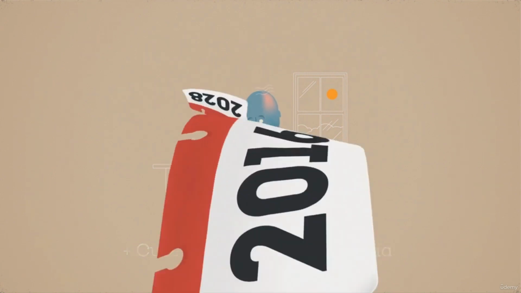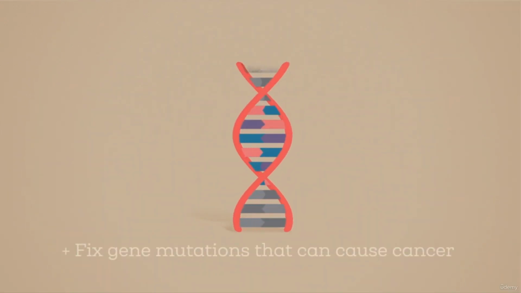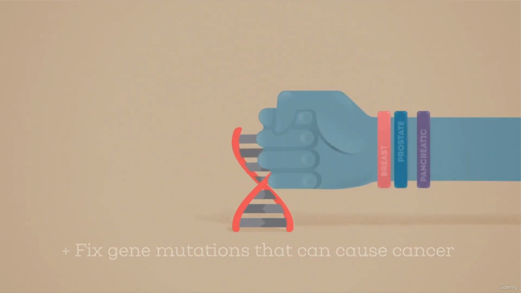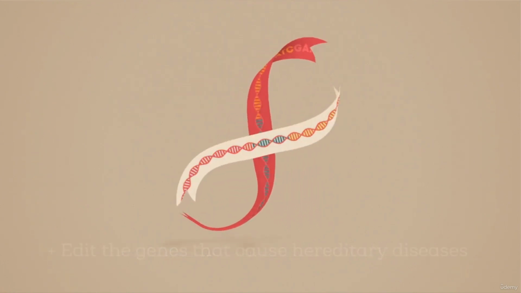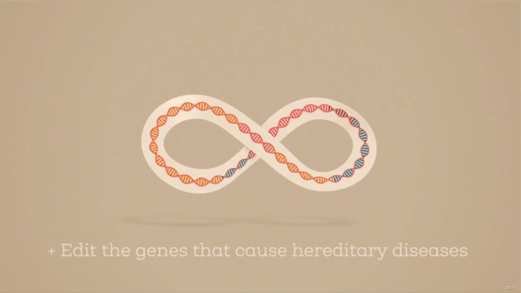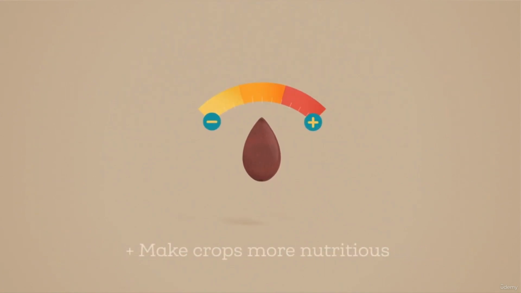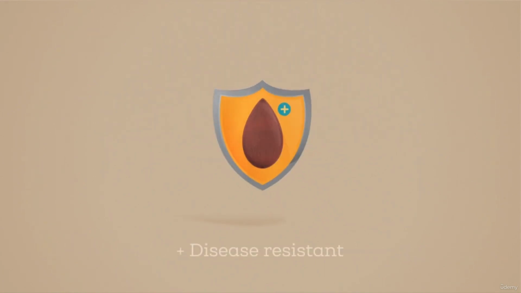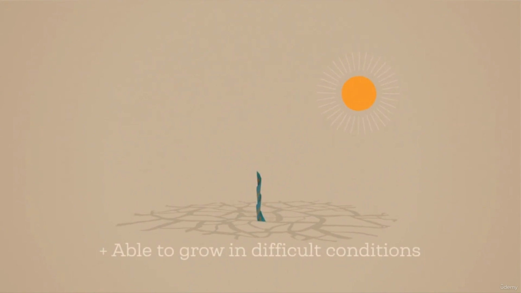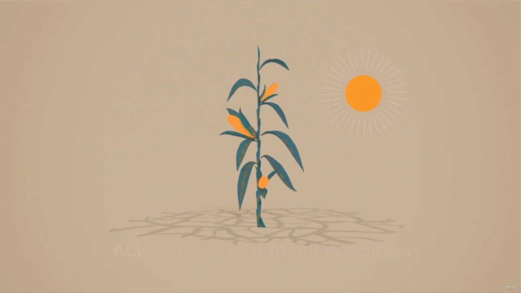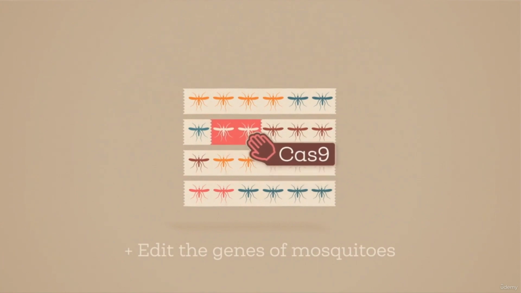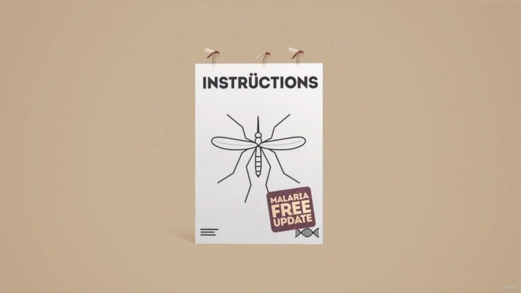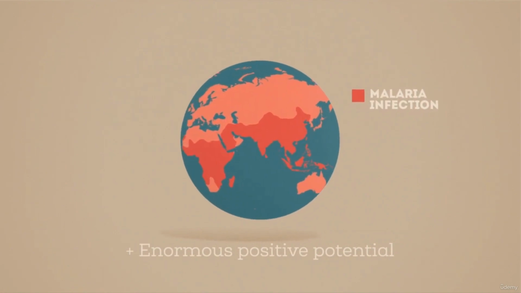In the future, we may be able to fix the gene mutations that predispose some people to cancer, or enable new therapies for HIV, or edit the genes that cause hereditary diseases. In the plant world, it could make crops more nutritious, disease-resistant, and able to grow in difficult conditions. By editing animals' genes, we could help them resist diseases. Scientists are currently working to edit the genes of mosquitoes to prevent them from carrying malaria. So genome editing has enormous positive potential.